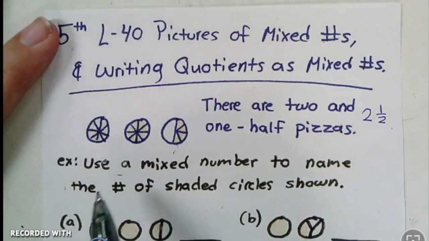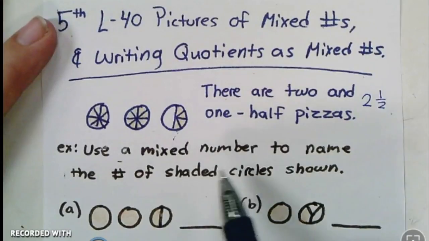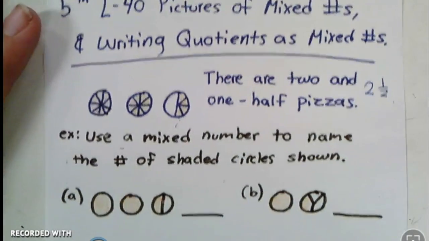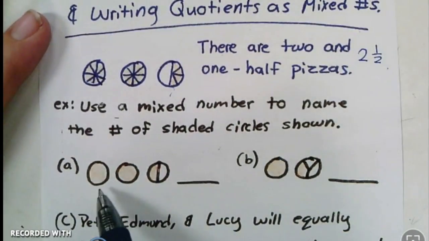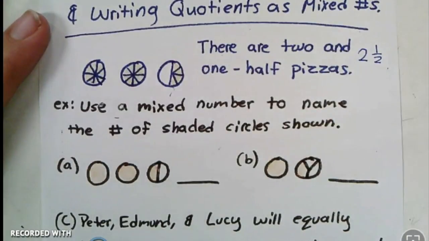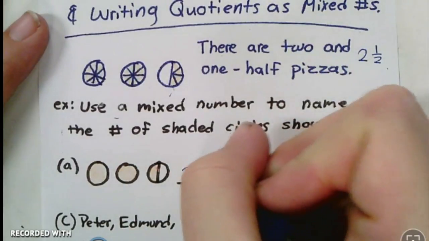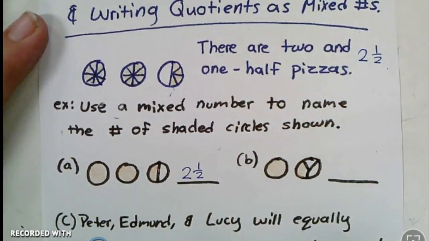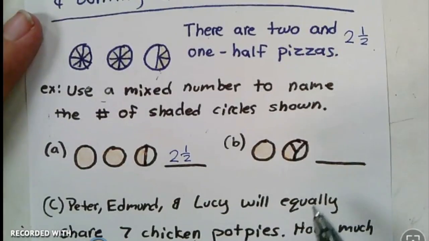Some examples that you might see would say, use a mixed number to name the number of shaded circles shown. So let's look at this one. How many circles are completely shaded? How many wholes do we have? 2. And then our last one is a fraction. How much of that whole is shaded? Good.